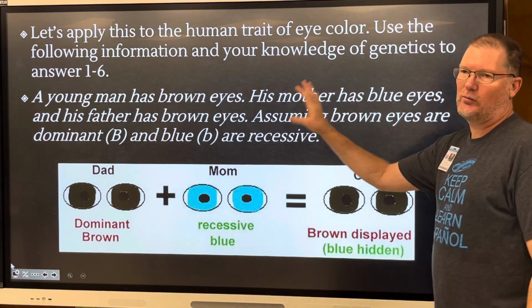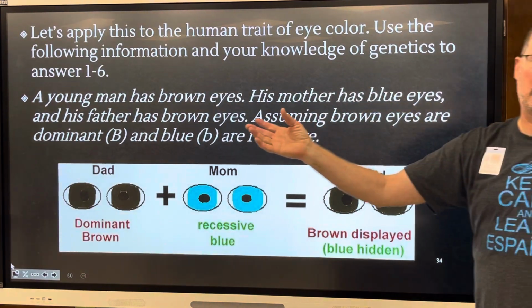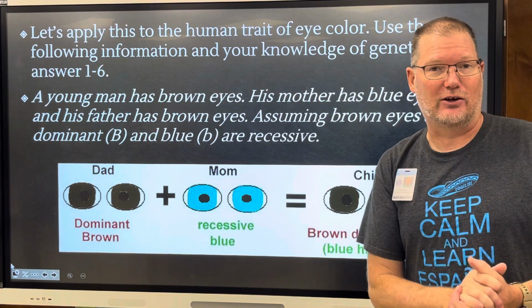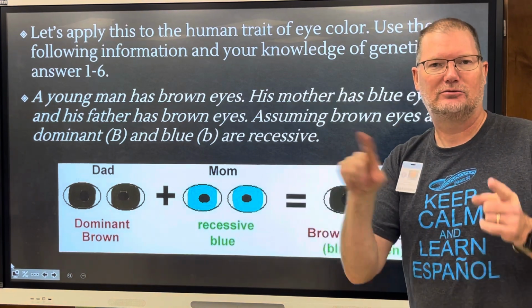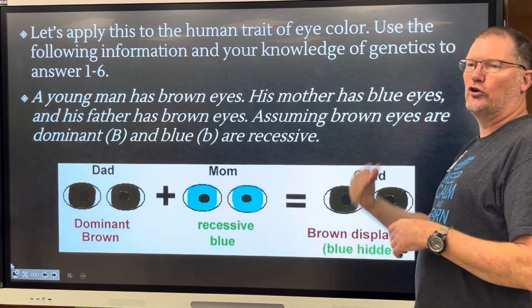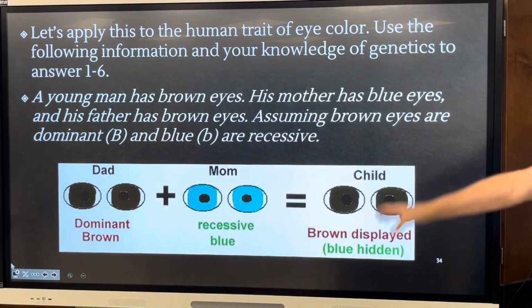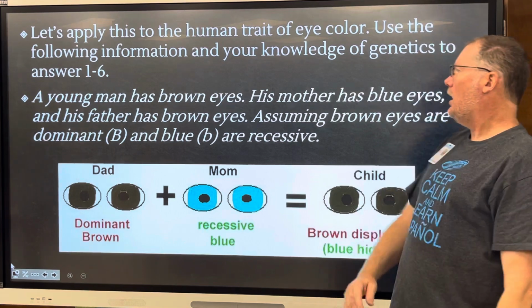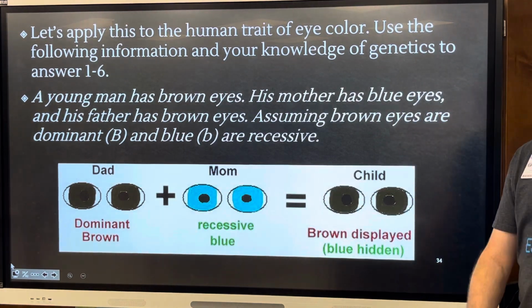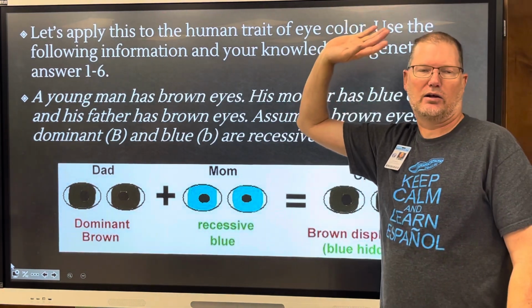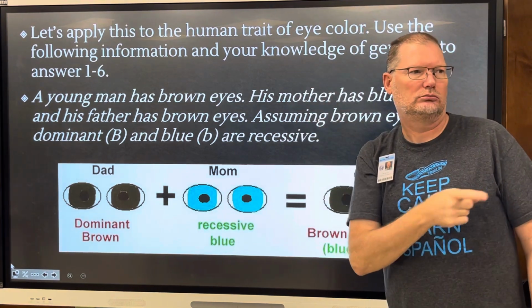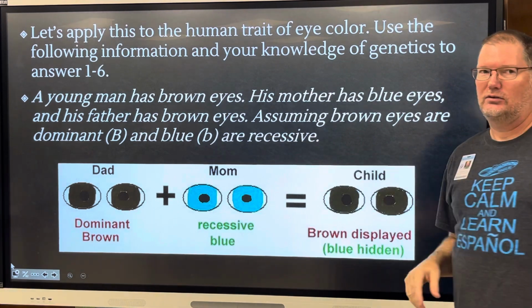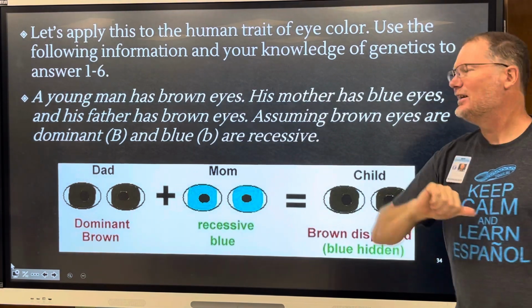All right, so let's apply this to human eye color, to the trait of human eye color. So we're going to use this information and all the knowledge we know about genetics so far, which is, believe it or not, more than what Mendel, Gregor, knew, okay? So a young man has brown eyes. Maybe you have brown eyes and you're a young man. His mother has blue eyes. Raise your hand if your mother has blue eyes and you have brown eyes. Your biological mother. His father has brown eyes. Still? Is this anybody in this class?